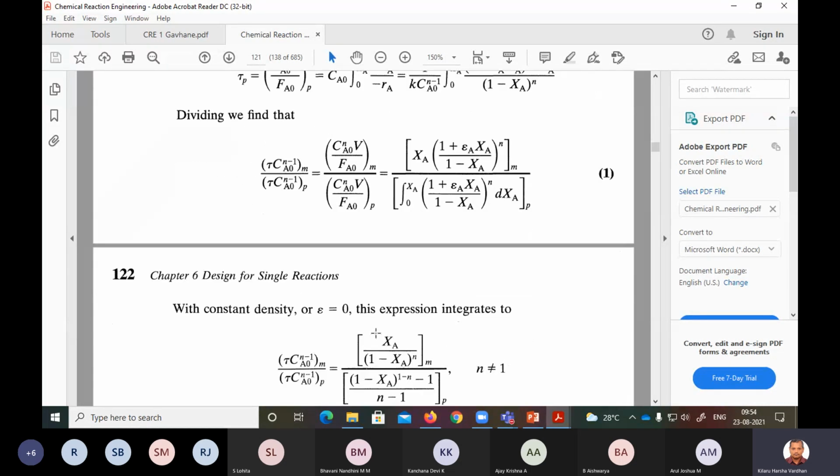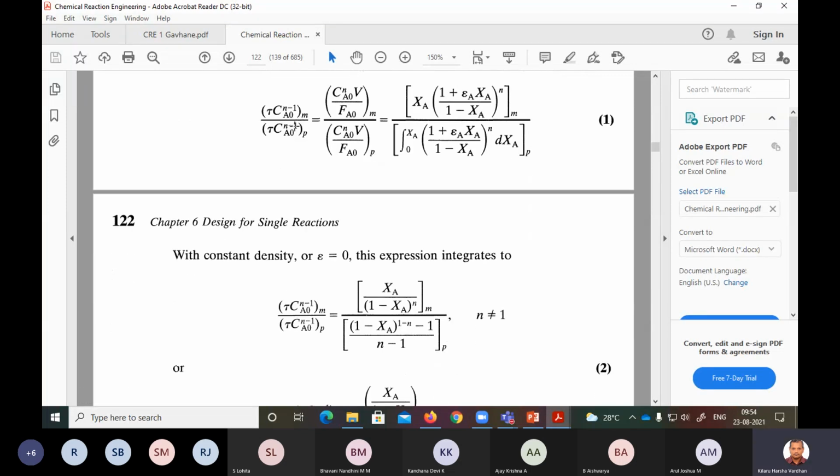What will happen? With a constant density, your epsilon A will go to 0. Therefore, you are left with tau CA naught power n minus 1 for M divided by tau CA naught power n minus 1 for P. You can put this also. Let us put this. This is going to be 0. Then this will be 0. So you are left with XA by 1 minus XA whole power n, right? This entire thing is going to be 1. 1 power n is 1.